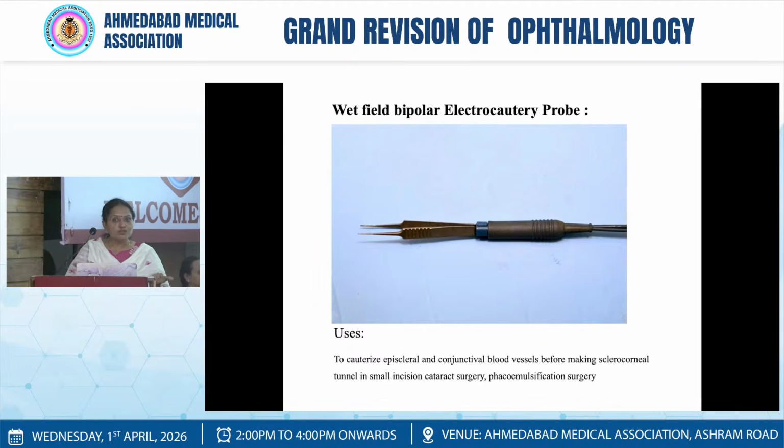But if you want to do MSICS, manual small incision cataract surgery, or trabeculectomy surgery, then after cutting the conjunctiva and tenons, there are episcleral vessels. So you have to cauterize them. Why have we shifted from the hot ball point cautery to the bipolar electrocautery? Because there are certain advantages. There is no such scarring as happened with the cautery, right?